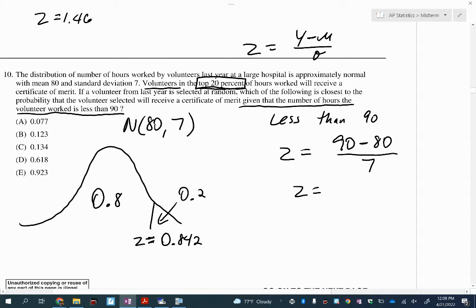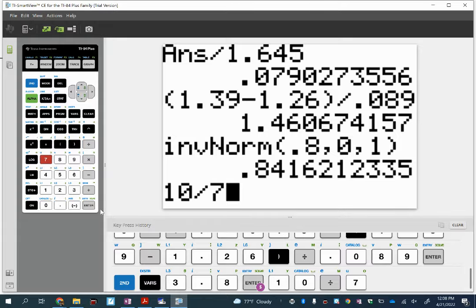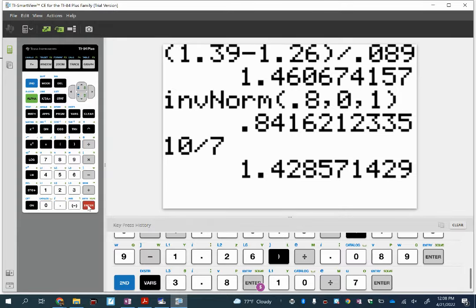It is the last one we're doing. It's a very long one. It takes a while. So we have 90 minus 80, which is 10, divided by 7. So our z-score is 1.429.